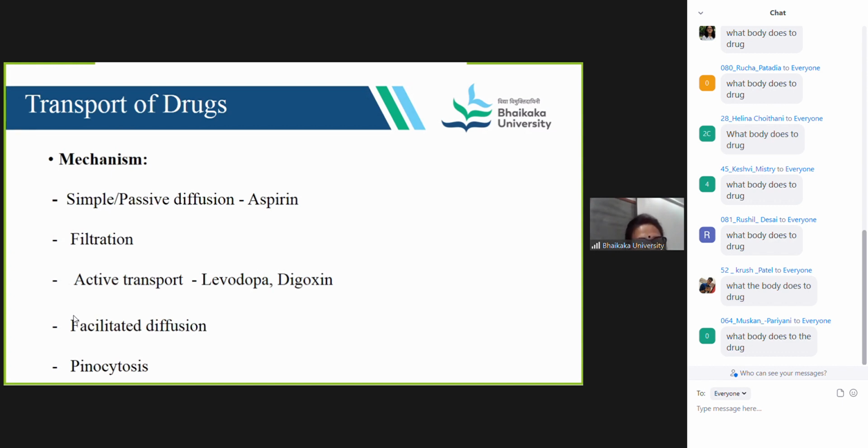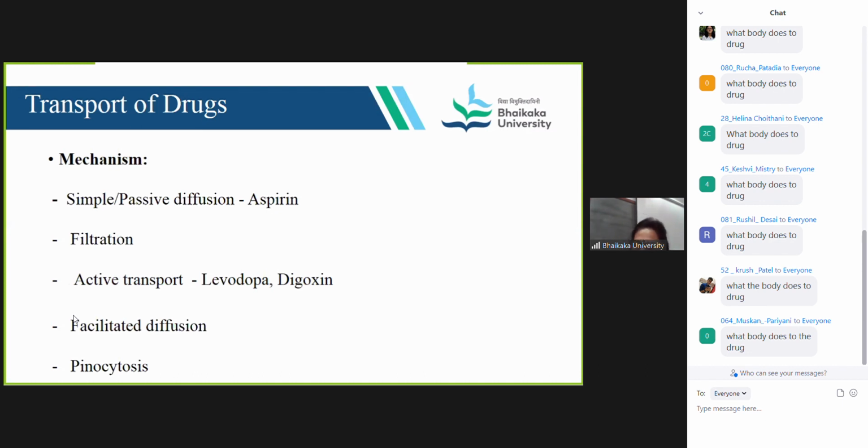There are certain processes. The first process is called simple passive diffusion. The other process is filtration. Third is active transport. Fourth is facilitated diffusion. And fifth is pinocytosis. So these are the mechanisms of transport of drugs, and these mechanisms will be followed by a drug as per its characteristics.